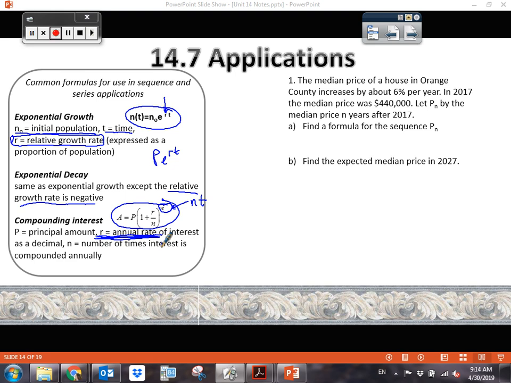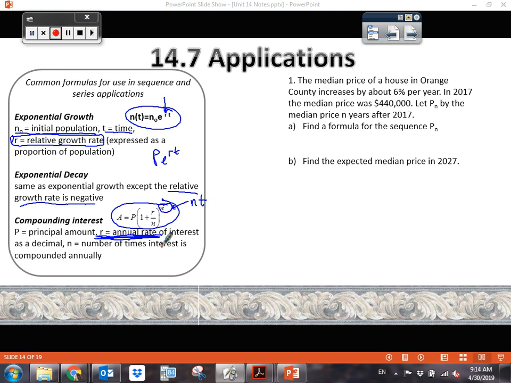Alright, we just have 3 problems actually. There are so many more types of problems, it would be impossible for me to do one of every kind. So I'm just going to do a few of them. The first one, we're going to practice using the exponential growth formula.